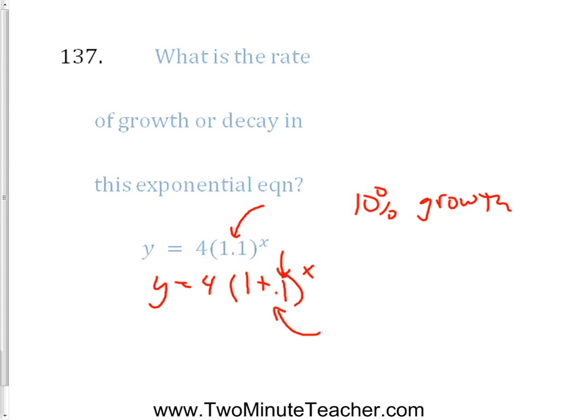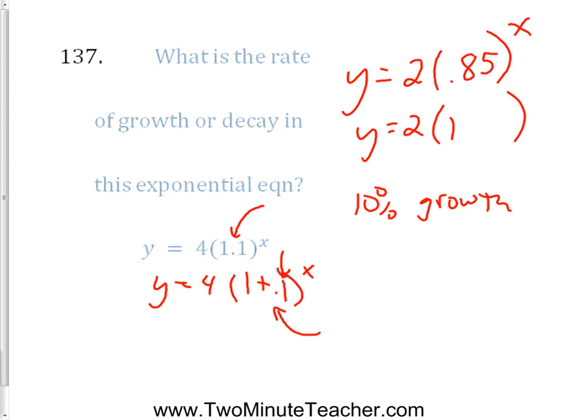If it had been something like this, y equals 2 times 0.85 to the x, then the growth rate would be, well, I rewrite everything except make this a 1 plus or minus something.